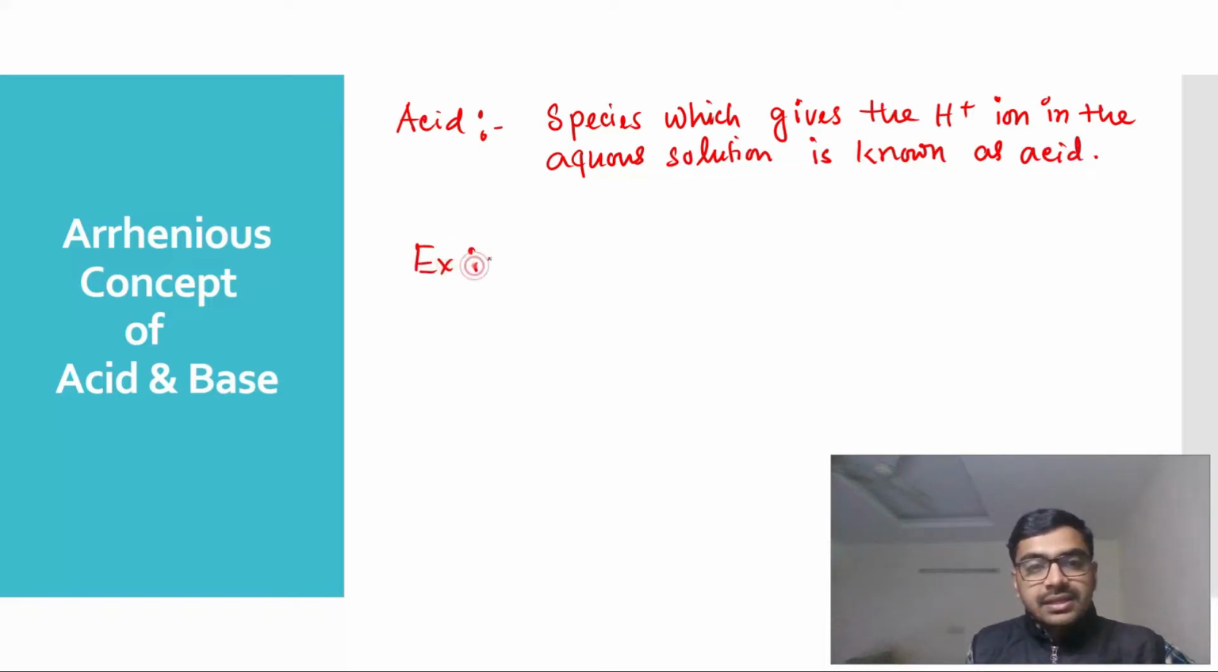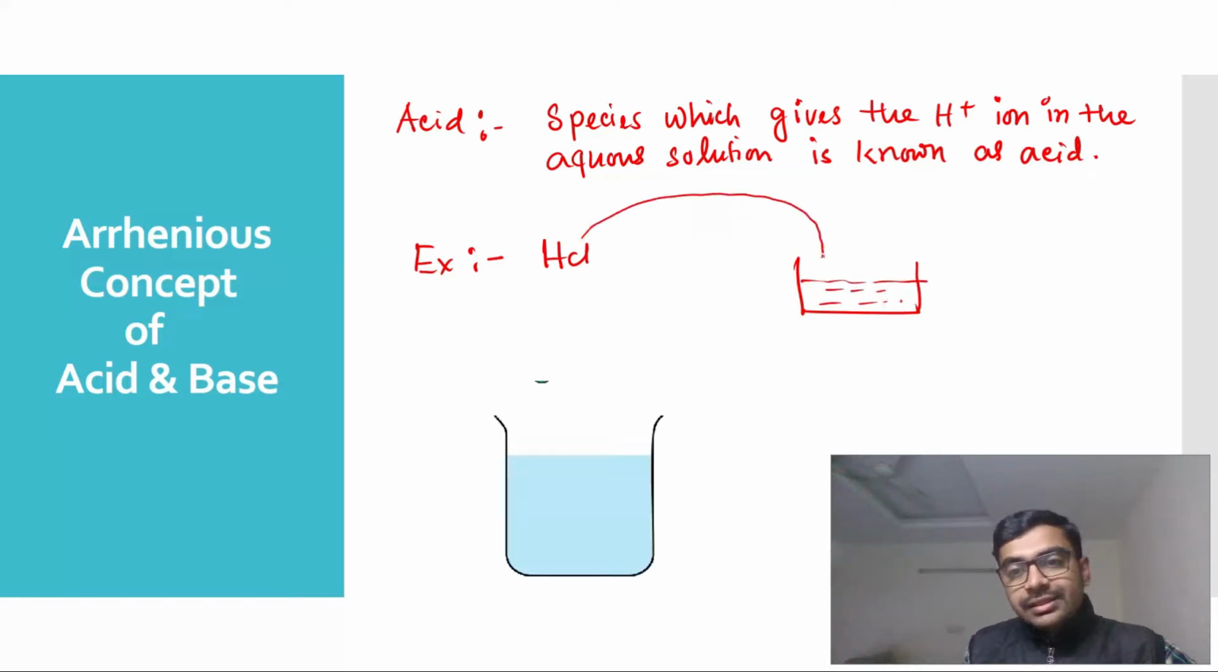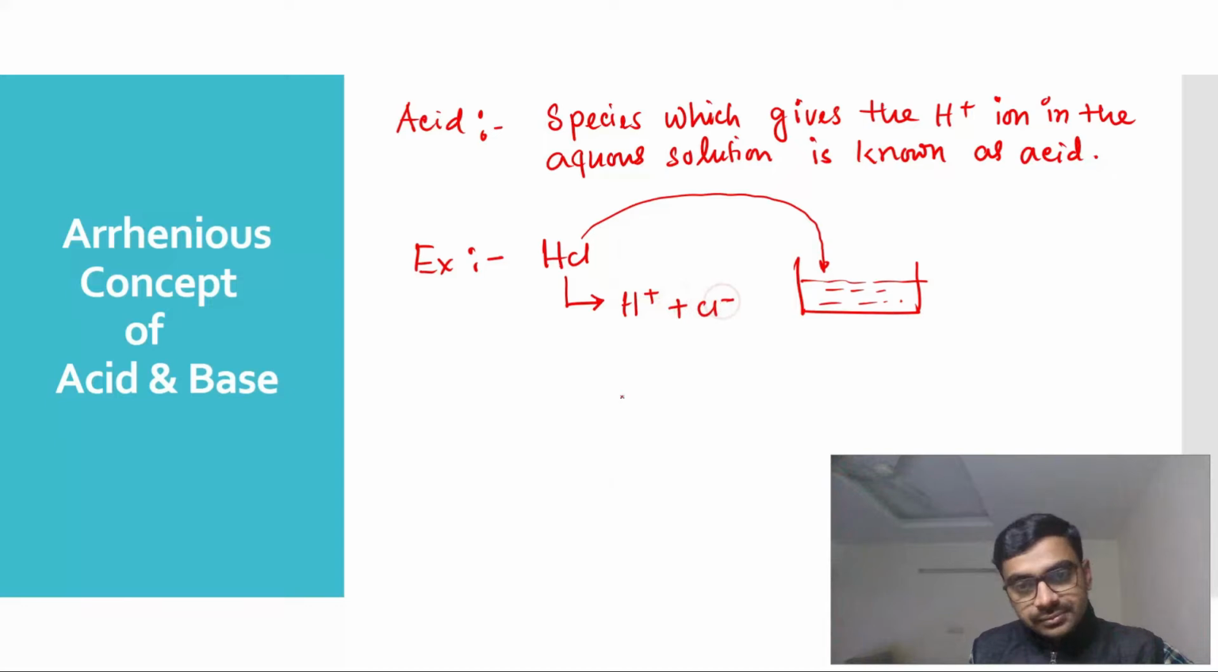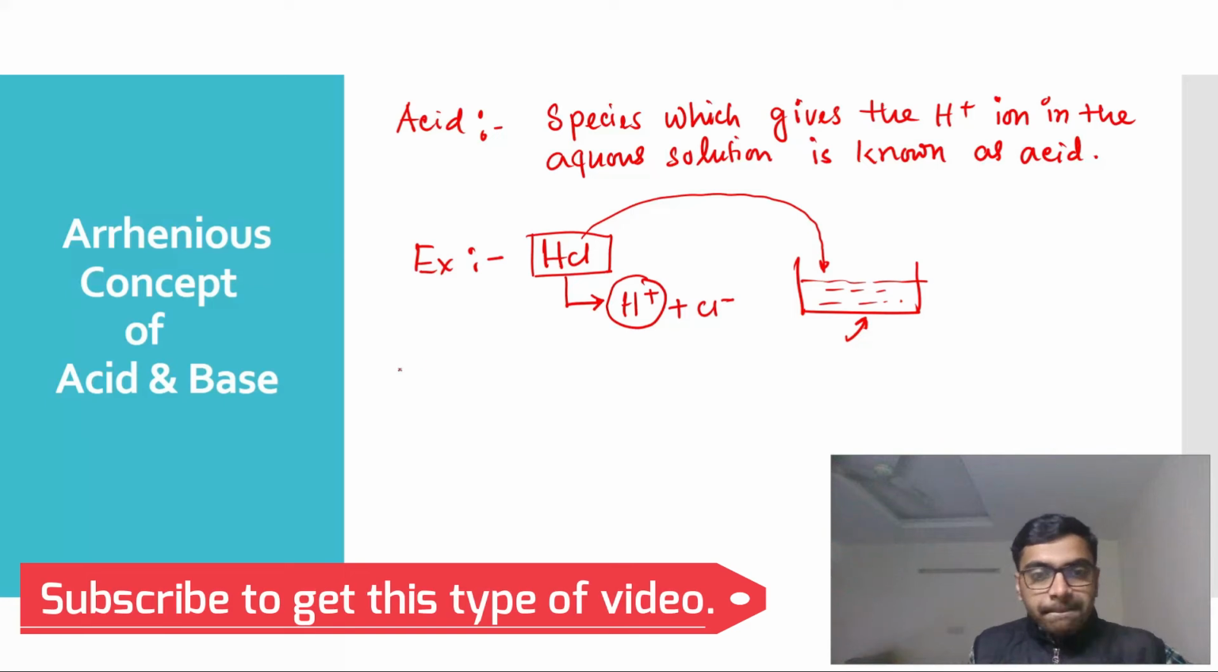Suppose a substance is HCl. Now if you take a container which already contains a small amount of water, and you add this compound into the water, then the HCl molecule dissociates into H plus and Cl minus. That means this compound HCl gives the H plus ion in aqueous solution. So according to this concept, HCl is an acid. Clear? Now see what a base is according to this concept.